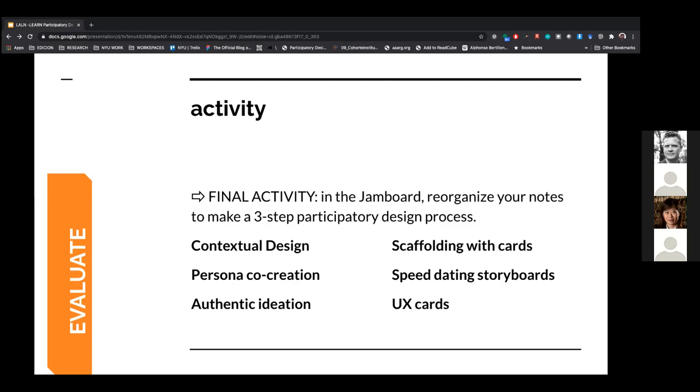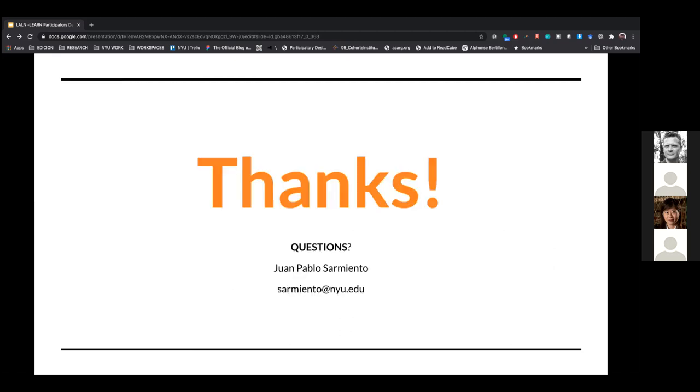That's all. So I'm going to leave this here in case you have time, but I would love to go through the Jamboard as we're maybe answering questions after the session, and maybe order your thoughts, take a screenshot, add 1 or 2 things, and think about what could be a 3-step participatory design process for your next learning analytics project? And with that, thanks. This is my email, and feel free to send me questions, ask for resources, and I hope this was useful for you.